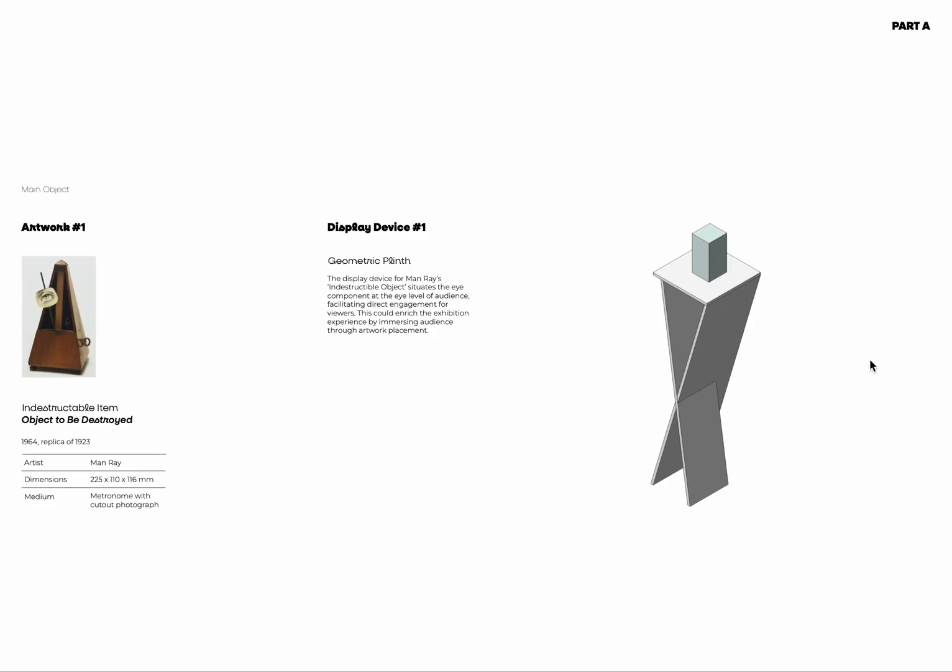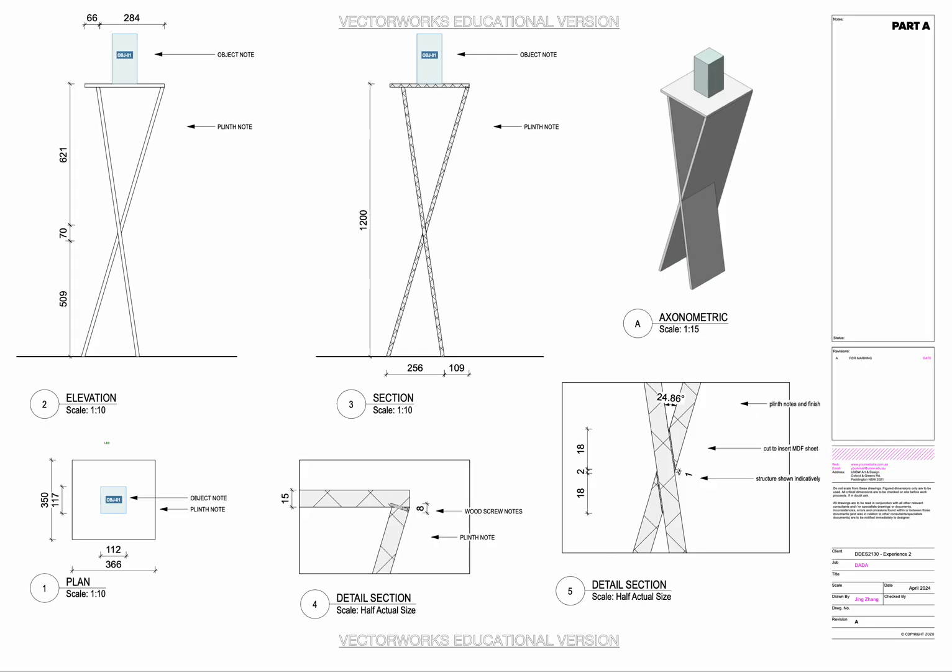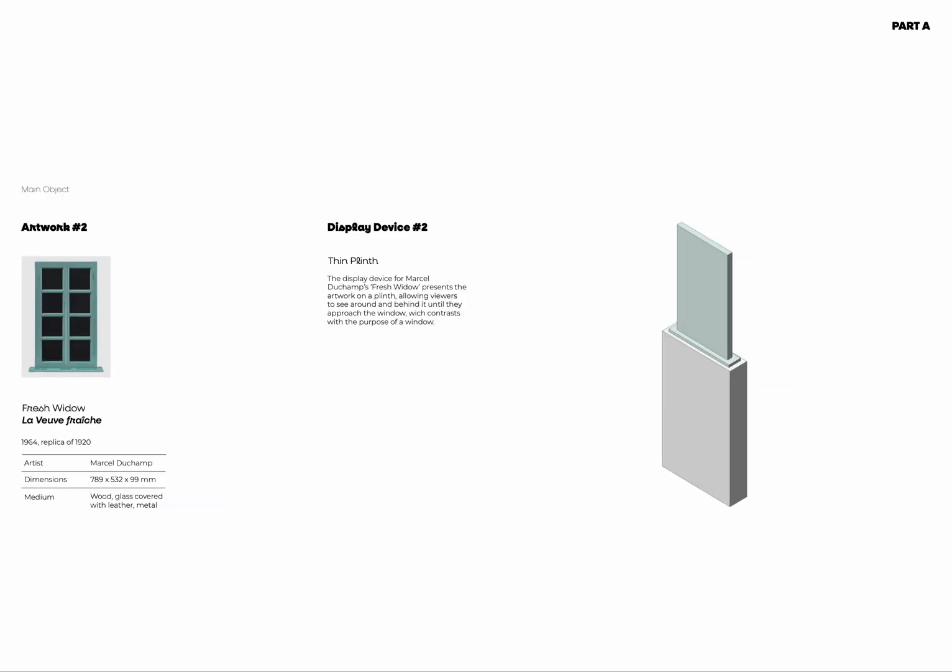So the first main artwork I selected is Indestructible Object by Man Ray, and I designed a geometric plinth to situate the eye component in the metronome at the eye level of the audience, which facilitates direct engagement for viewers. This could enrich the exhibition experience by immersing the audience through artwork placement. This is the details. And the second main object is Fresh Widow by Marcel Duchamp.